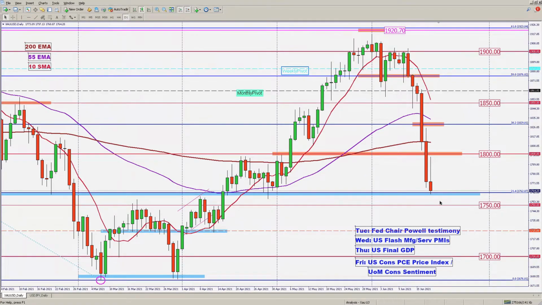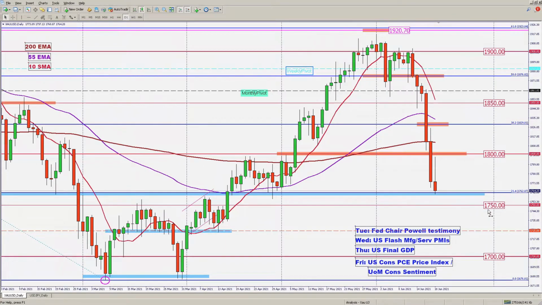Could dip down to 1750 first. Could dip down to 1750 for some consolidation. But yeah, watch out for some 1800. That's going to be the strong resistance zone.